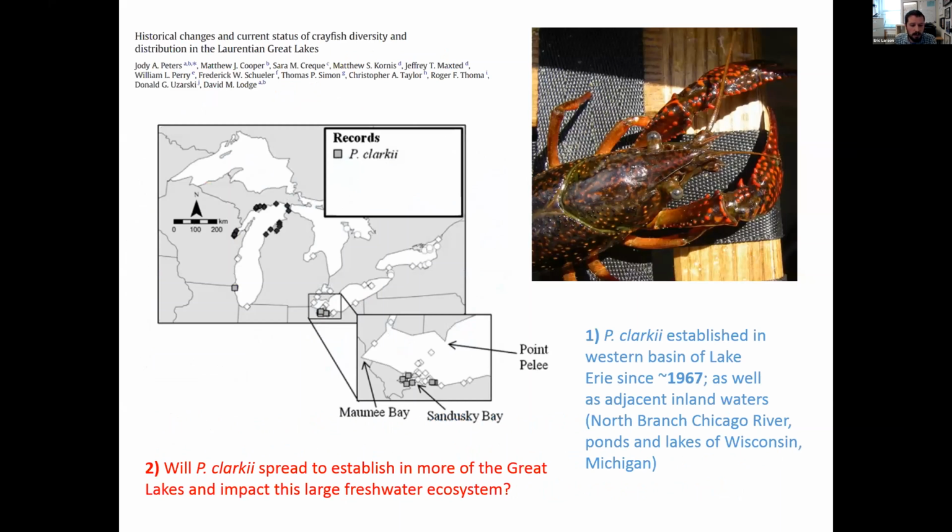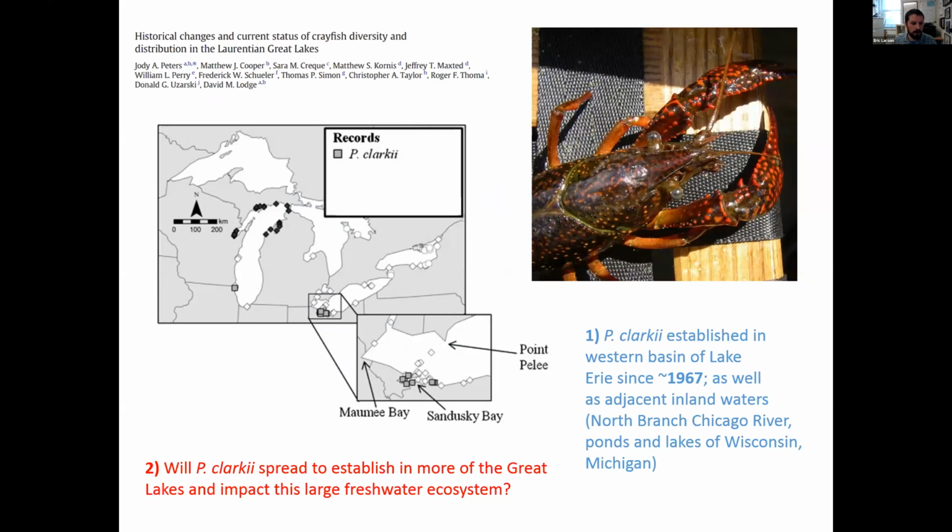We have known since about 1967 that red swamp crayfish have populations established in the western basin of Lake Erie, particularly around the Sandusky Bay region. So I think there's a lot of interest in understanding whether red swamp crayfish are going to establish in more of the Great Lakes over time. Not just inland waters, but would we expect to see this crayfish in Great Lakes waters in the future? And it's been there for a while, approaching 50 years.